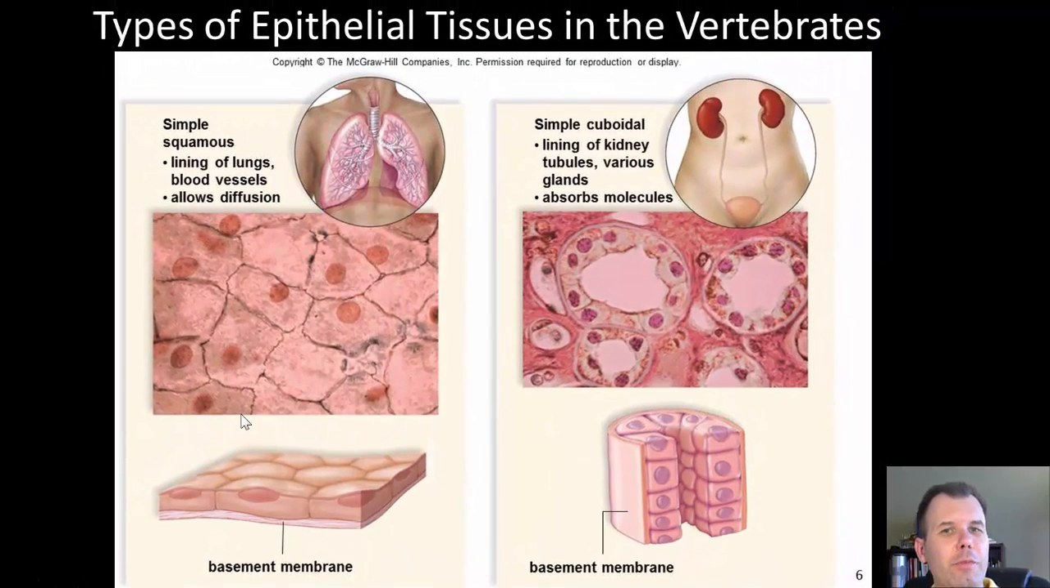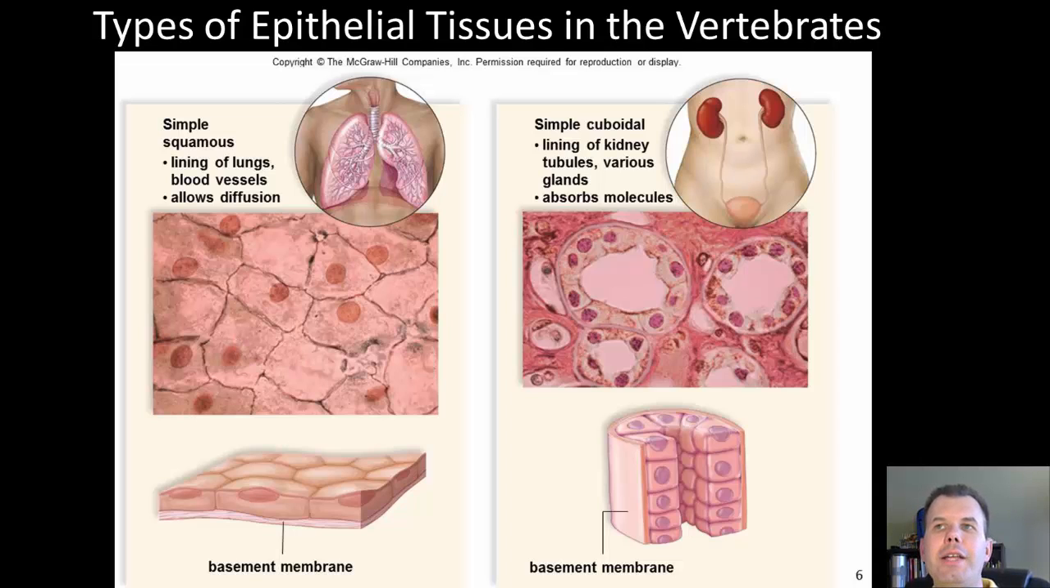And again, you see these pictures in your lab book and also in your textbook, so you can refer to these as well. And so these are the simple squamous. The squamous are flat cells. These are your cheek cells. We typically see these in the lining of the lung and blood vessels because you don't want them to be very thick. You want to have one layer so that they're used for diffusion. So things get in and out of these cells really easily because they're really thin and easy to diffuse through.